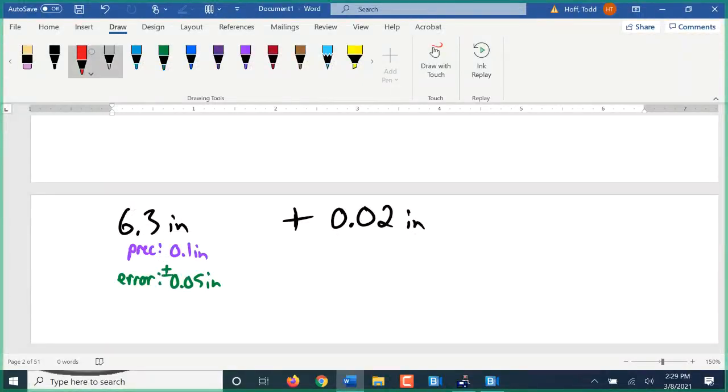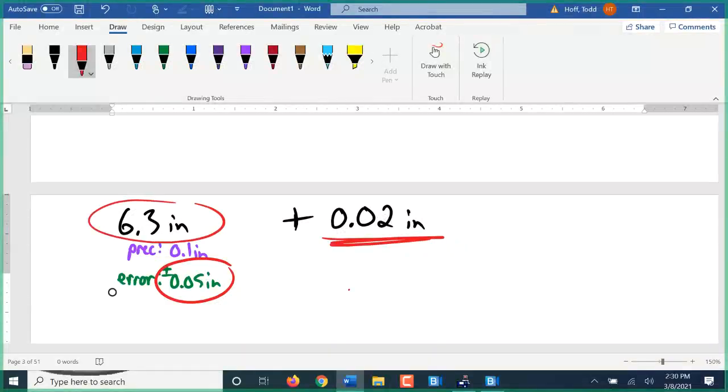When I look at it that way, the error of this measurement of 6.3 inches, plus or minus 0.05 of an inch, is bigger than what we're trying to add to it. So it's not appropriate to try to add 0.02 of an inch to 6.3 inches because the error in one measurement is larger than the other. So using this helps us be aware of combining numbers that shouldn't be combined, where they're not on the same scale. The technical term is order of magnitude. 0.02 of an inch is on a totally different order of magnitude than 6.3 inches.